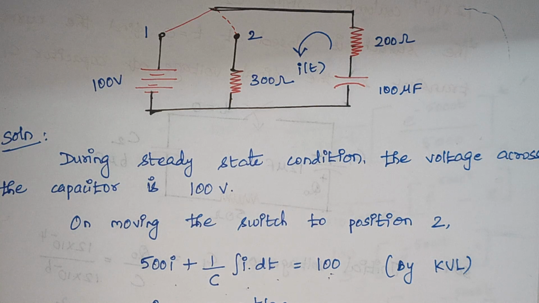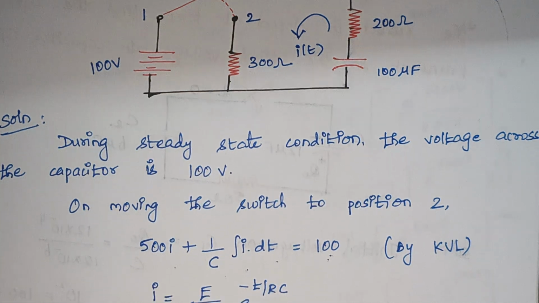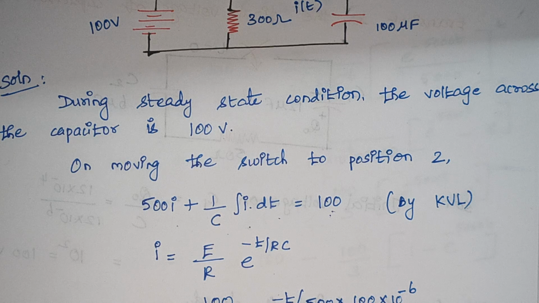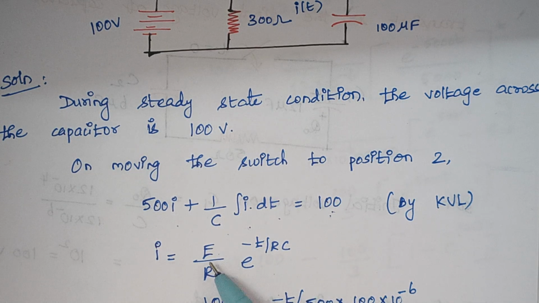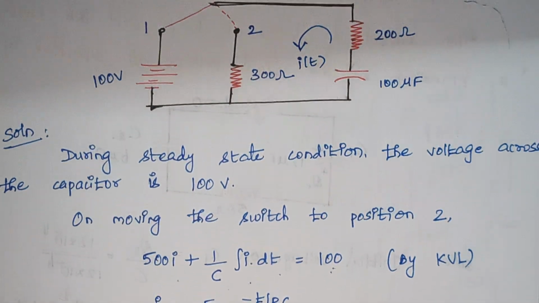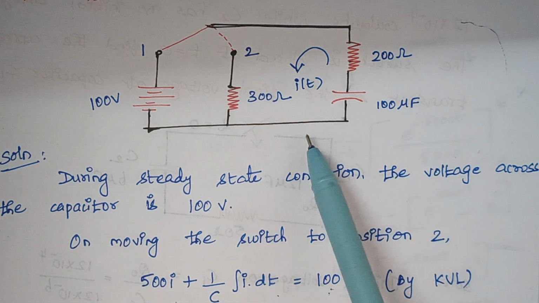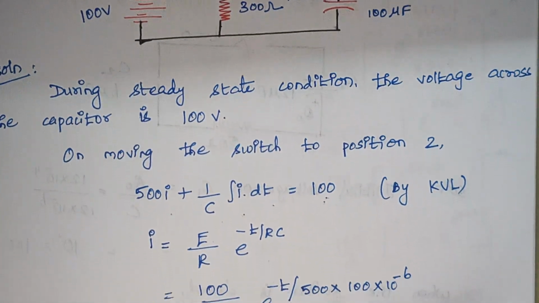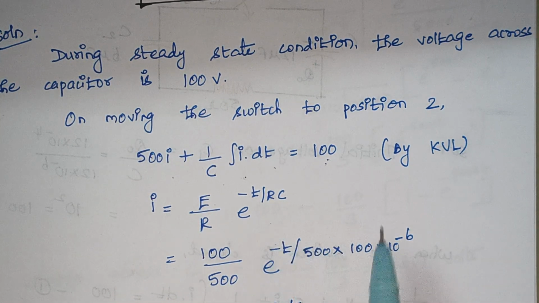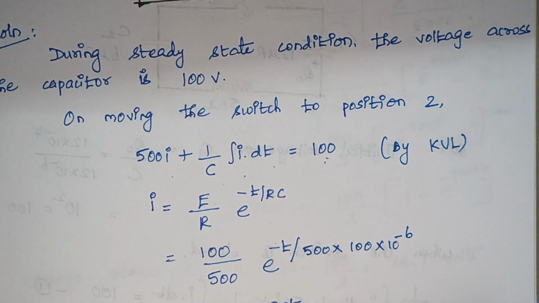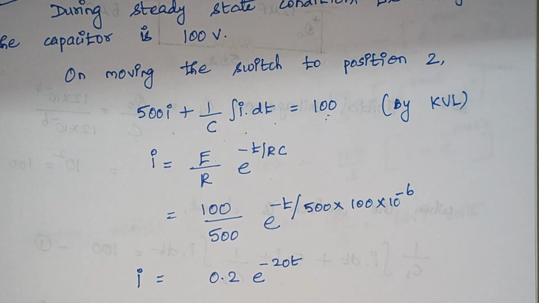So for this type of circuits, what is the expression for I? It is given by E by R into e to the power minus t by RC. Here the value of E is 100. What is the value of R? Here we are having two resistors in series, therefore the value of R is 500. We know the value of R and C, so just substitute it, and finally we end up with the expression 0.2 into e to the power minus 20t.